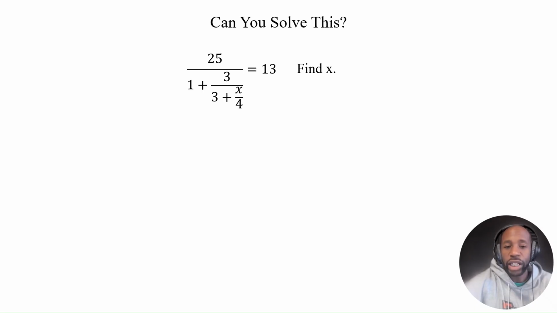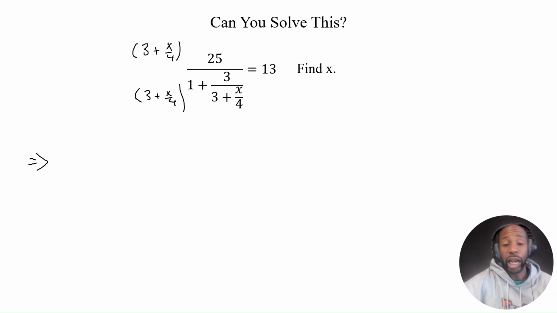And the first thing I want to do is multiply the top and the bottom by 3 plus x over 4. That way, I can get rid of it in this denominator, the 3 over 3 plus x over 4. So then that becomes, and I'm going to not write down every step here. So you've got 25 times 3 plus x over 4. So that's going to be 75 plus 25x over 4 up top.